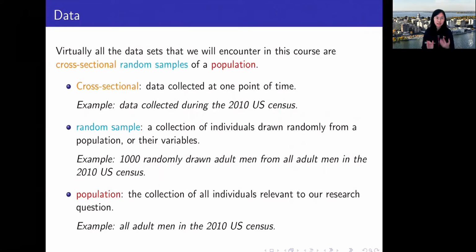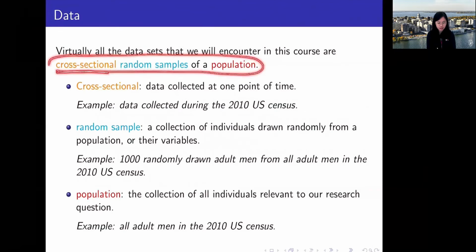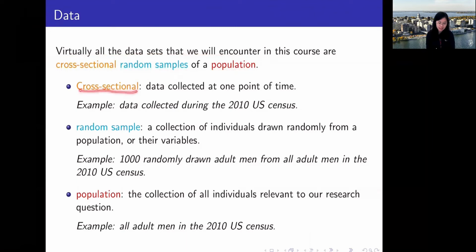There are many different kinds of data sets, but in this course, in 704, virtually all the data sets that we will encounter are of this particular type. They are cross-sectional, random samples of a population. So cross-sectional means that all the points in the data set are collected at roughly one point in time. For example, the data collected during the 2010 US Census, they are all collected in 2010.